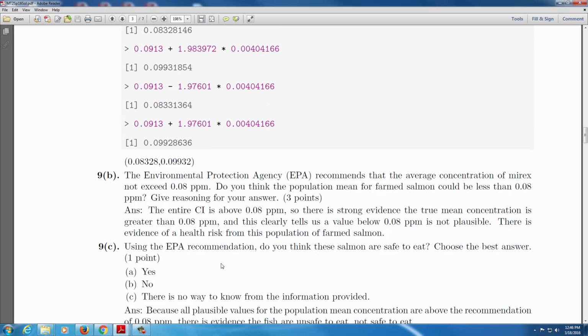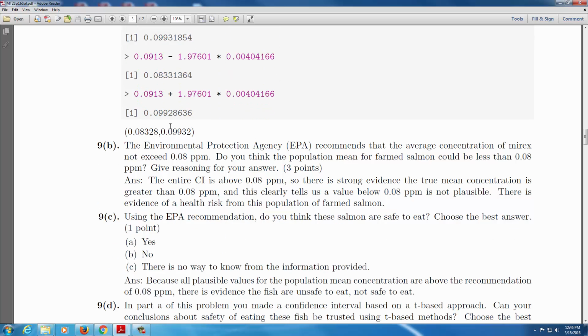In 9b, since the confidence interval is all entirely above 0.08, and in 9b I'm asking you about whether the population mean mu could be less than 0.08, I look at the range that I computed in A and I see, oh, there's no reasonable way to think that mu would be below 0.08. The entire interval is above 0.08, so your answer needs to say that 0.08 is not a reasonable value. Values below 0.08 are not reasonable.